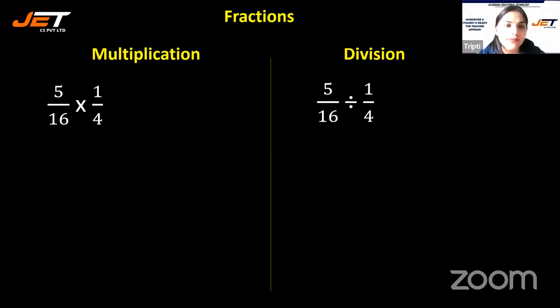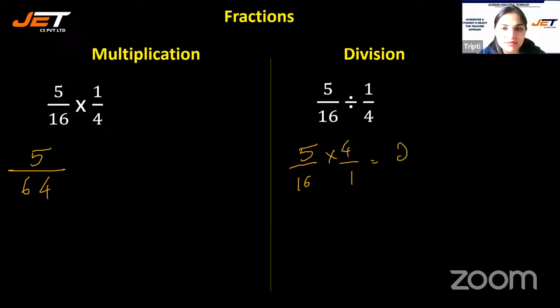Let's do it now. So 5 times 1 is 5, 6, then in the denominator is 16 times 4. That is 64. And this cannot be further simplified. Let's do this part. 5 by 16 times 4 by 1. So 5 times 4 is 20. 16 times 1 is 16.